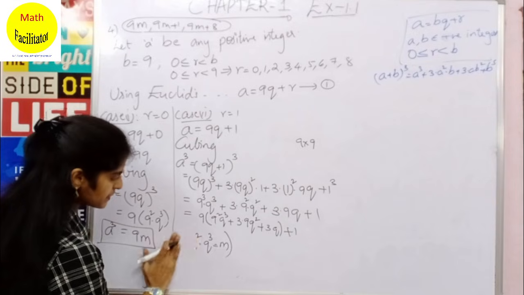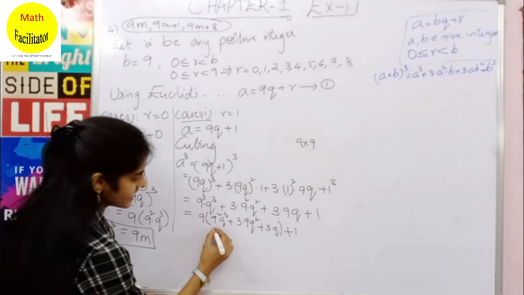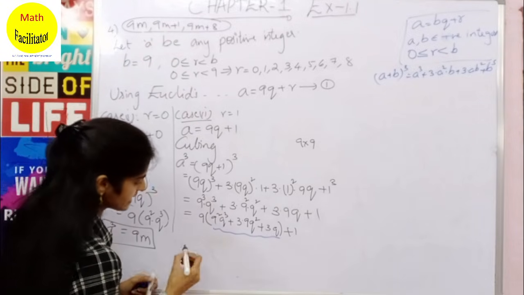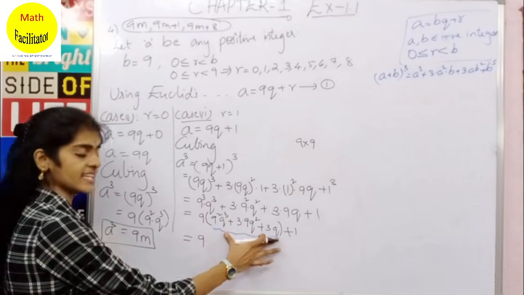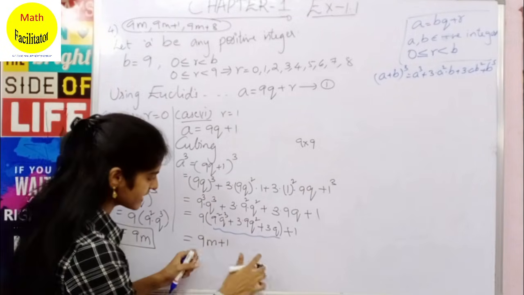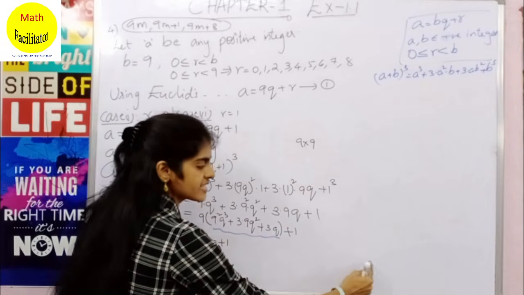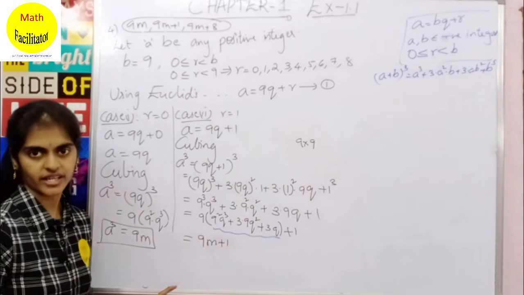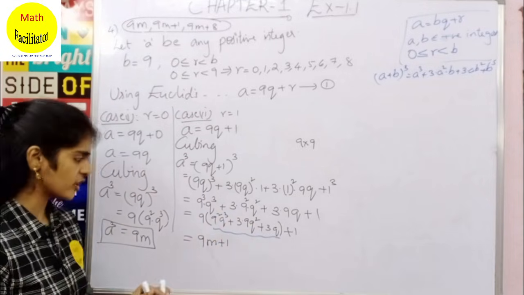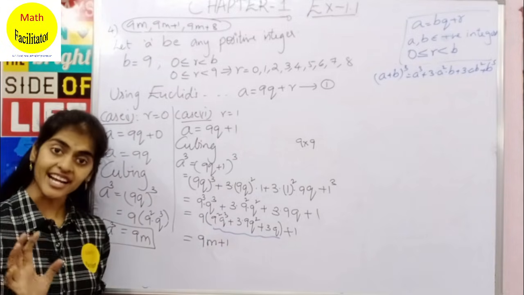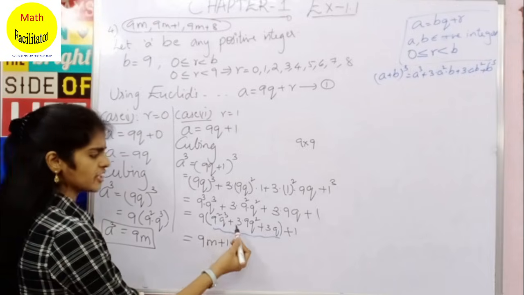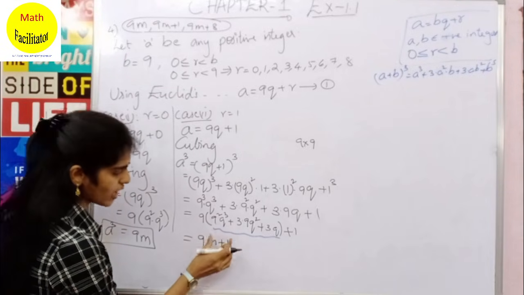Now like in the previous case, here also you will take this entire bracket thing as m. Let this entire thing be m, so this will become 9m plus 1. Clear? I am not solving the 9 square, 3 multiplied by 9, because this entire thing you are taking as m. That is the reason I am just keeping it that way, to save our time and energy. You are not going to use it in the problem anyway, you are just taking it as m, so I am not solving it.